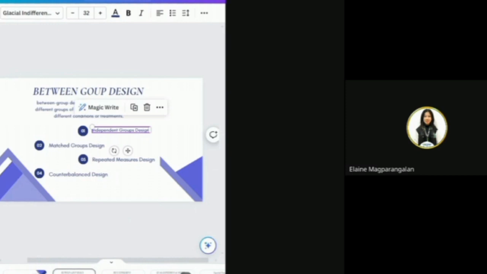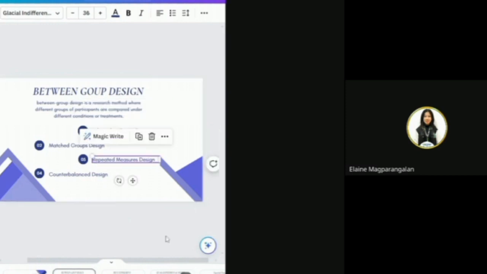Now, the third one is the repeated measures design. In repeated measures design, participants experience all conditions or treatments, but in a different order, of course. Say, for example, one group might receive treatment A, then treatment B, or treatment B first, then treatment A.